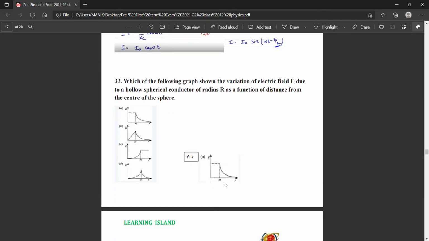Question number 33. Which of the following graphs shows the variation of electric field E due to a hollow spherical conductor of radius R as a function of the distance from the center of the sphere? Here you can see the answer will be option A.